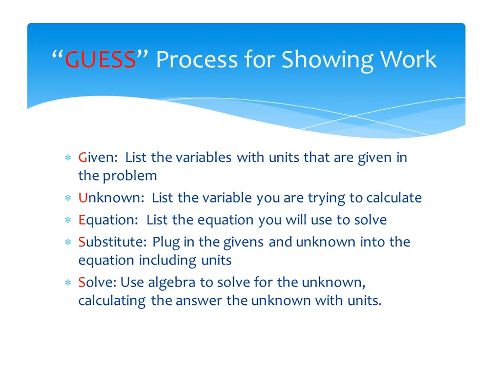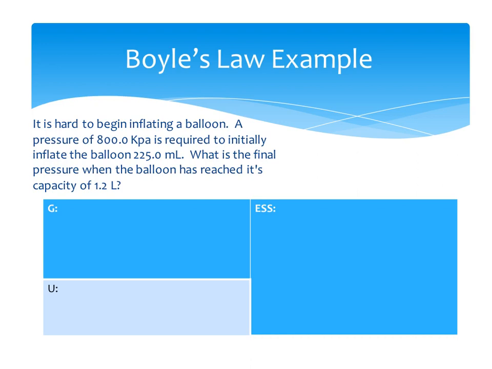As you can see throughout this whole process, units are extremely important. So you're going to include units every time you are putting down a number. So here is our example. It's hard to begin inflating a balloon. A pressure of 800 kilopascals is required to initially inflate the balloon 225 milliliters. What is the final pressure when the balloon has reached its capacity of 1.2 liters?